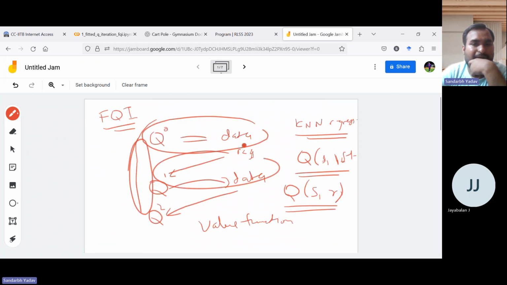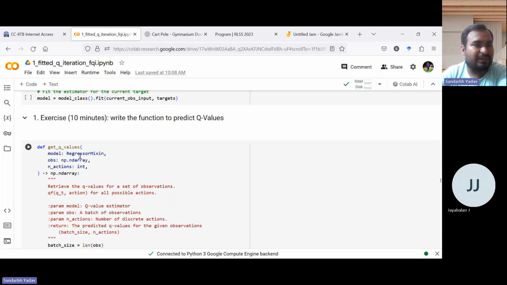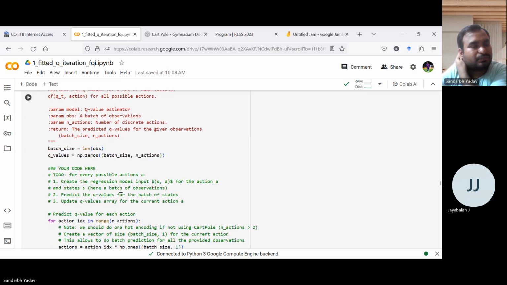So you have fitted this model, you have reached this Q1 stage. Now you need to collect data through this Q1. In order to do that, we are writing this function, Q value. The model will be passed here, observations will be passed, the number of actions will be passed, and it will return these Q values.